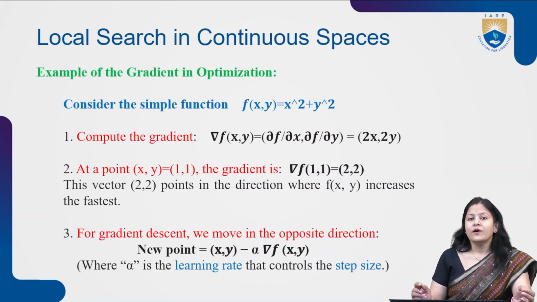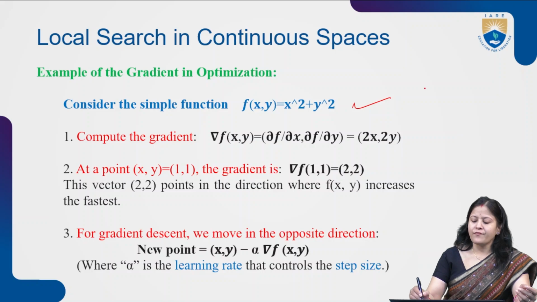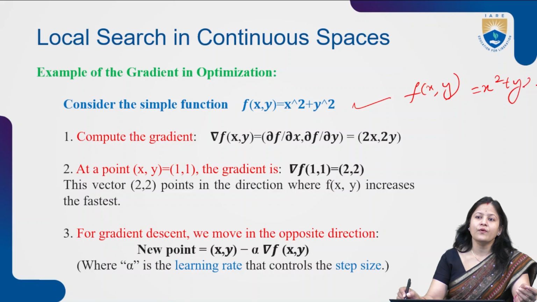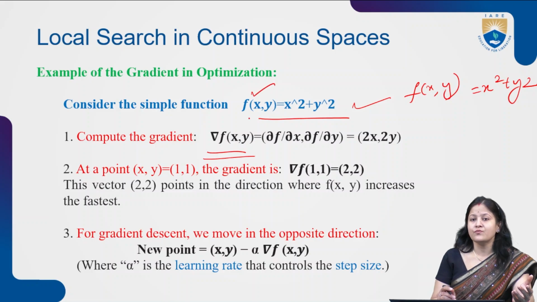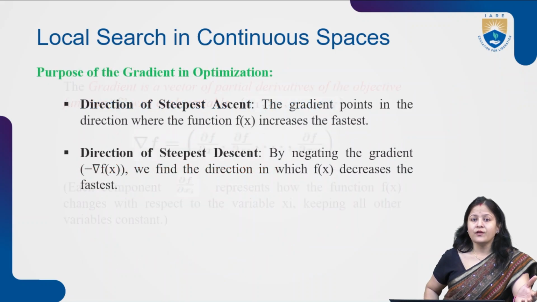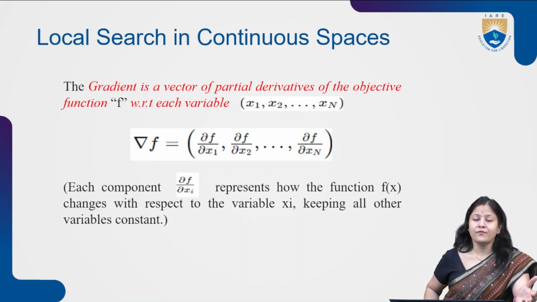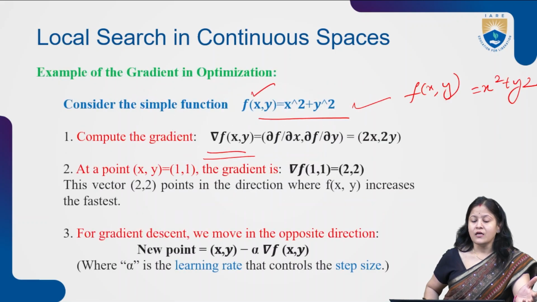Now let us consider one example to understand this gradient method in optimization technique or in local search. Suppose this is the objective function, a simple function f(x, y). Here we are considering two variables: f(x, y) is equal to x squared plus y squared. Mathematically we can represent it as x^2 plus y^2. First, how to compute the gradient? The gradient symbol is nabla of f(x, y). As I have told you how to find the gradient, this is the formula: the partial derivative of each variable we need to consider. The same thing here.